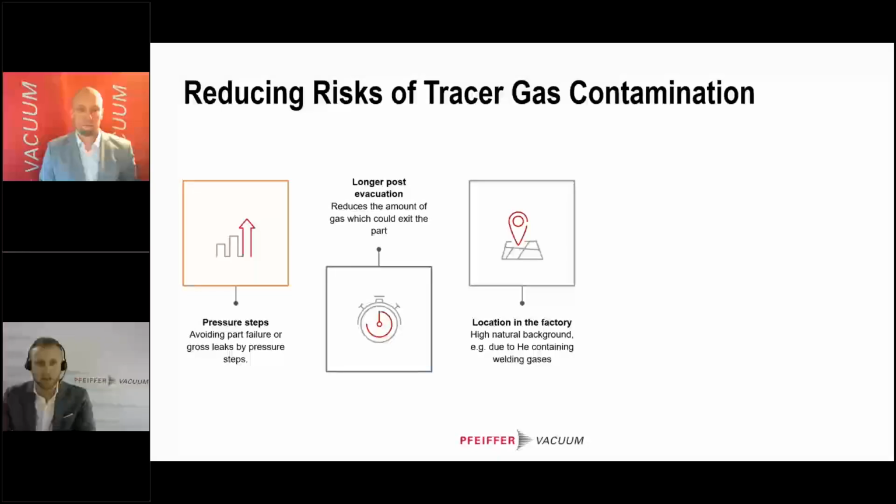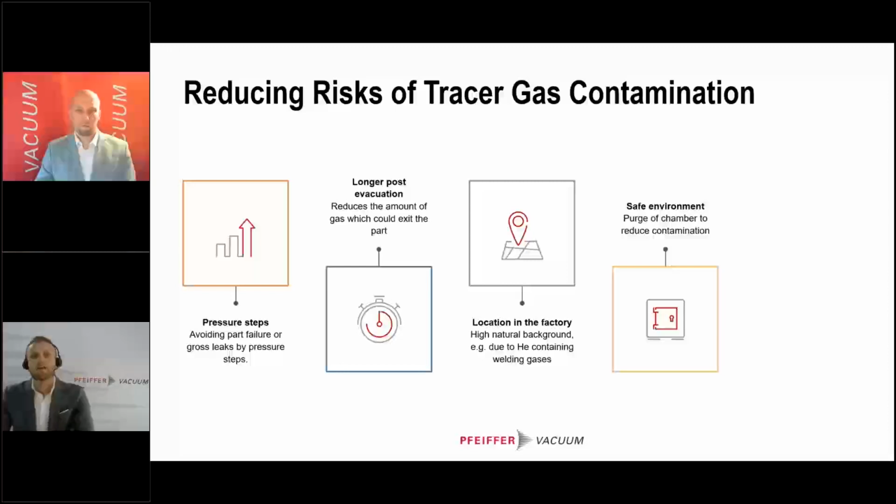Also, one important thing is the location of your leak test system in the factory. So there are certain production facilities where there is a huge level of helium anyway in the surrounding, or it doesn't need to be always helium. It could also be hydrogen, which, for instance, is emitted in the electrical charging of electrical forklifts. So whenever you choose the location for your leak test system, you need to make sure that there is not a large amount of the tracer gas that you would like to use later on in the surrounding, because this will have a negative influence on the background signal that your leak detector is showing.